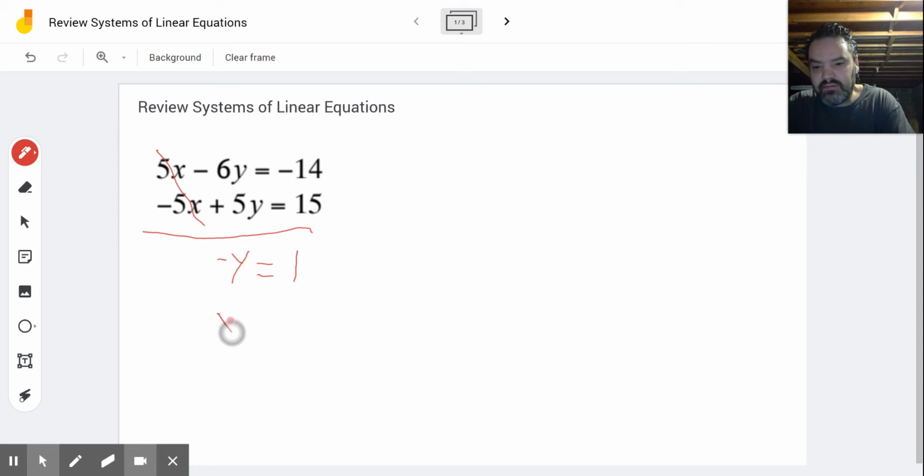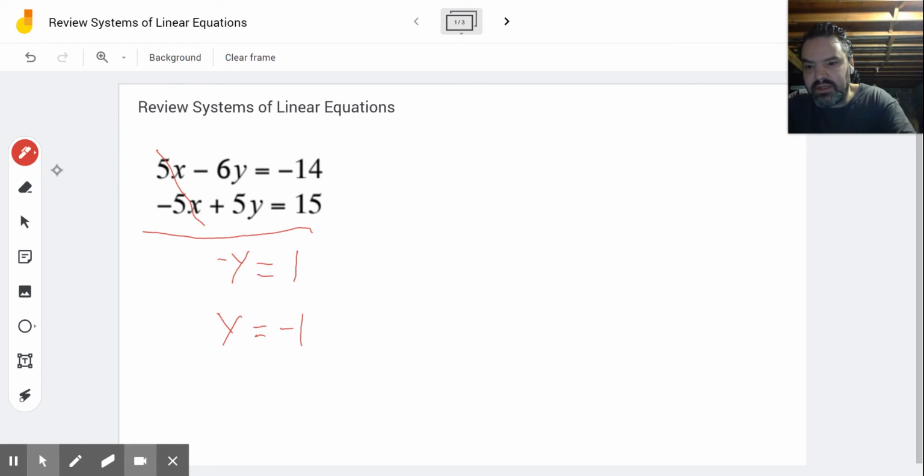Therefore, y itself is going to be opposite. It's going to be negative 1. So I know one of my variables. If I want to find the other, I now need to plug it back into one of the equations. So I'm going to take y equals negative 1, and I'm going to plug it back into either this one or this one. I'm going to choose this one, and I'm going to solve now for x.